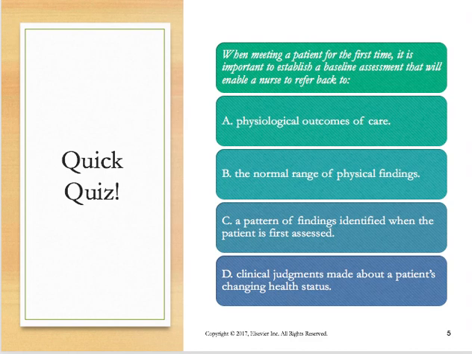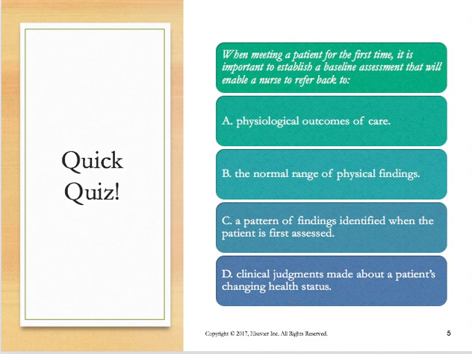The normal range of physical findings, there's no way to know if it is going to be a normal range of physical findings. You're doing a head-to-toe to find out what that patient presents with. So you want to find out what their pattern is and what changes from what they were first assessed with. You need to establish a baseline.